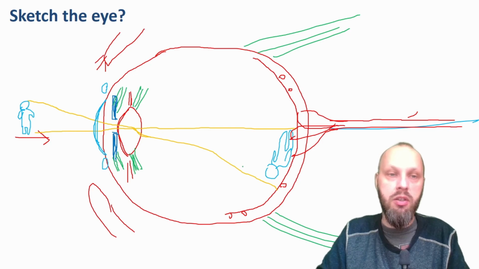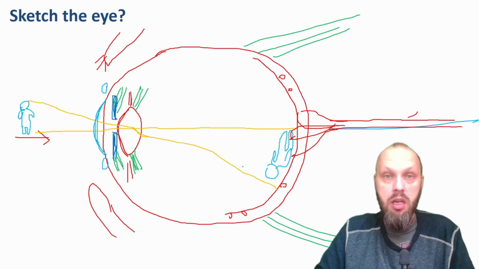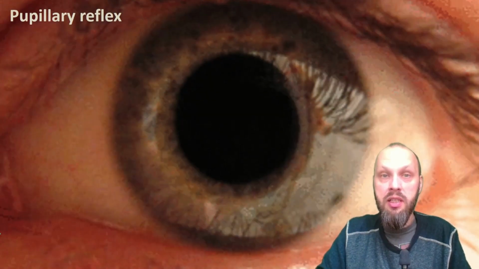There are 3 pairs of muscles connected to the eyeball. Alright, good. That's enough to at least start the conversation. Let's talk about the iris first. And that's a nice part because it has this pupillary reflex. If you're in the dark, your eyes become larger, the size of the pupil increases. If you're in the light, it becomes smaller.